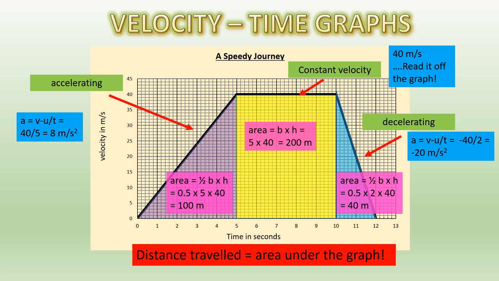So in the first 5 seconds, that's a triangle, half times the base times the height. Base times height divided by 2, however you prefer to remember it. Again, it's all there for you. Work through this at your leisure. Then we add those together to get the total distance that it's moved.